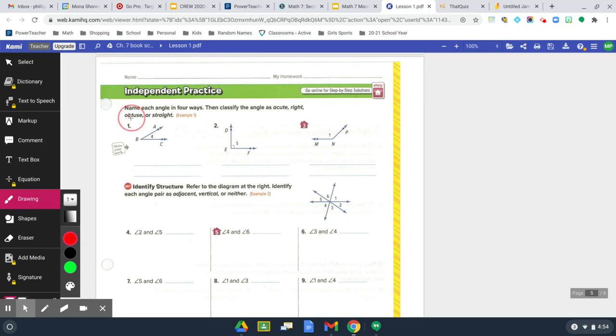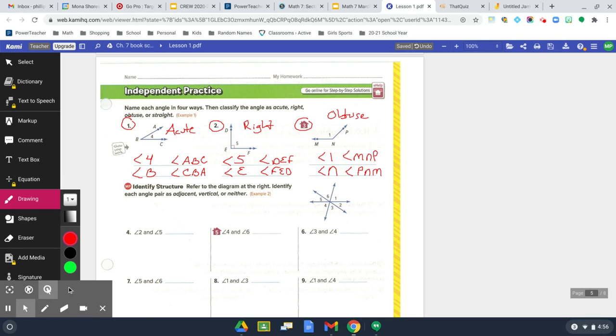And you try right now at the top 1, 2, and 3. You're going to do the exact same thing that we just did in the Got It's. So classify each angle, acute, right, obtuse, or straight. Start with that. And then name each angle in 4 ways. Pause the video, try those 3, and then when you're ready, check your answers. Okay, there are your answers for 1, 2, and 3 in the independent practice. So just check to see how you did. And then we're going to move on.